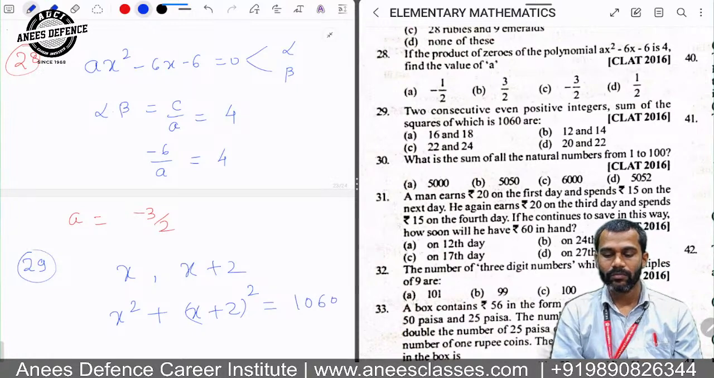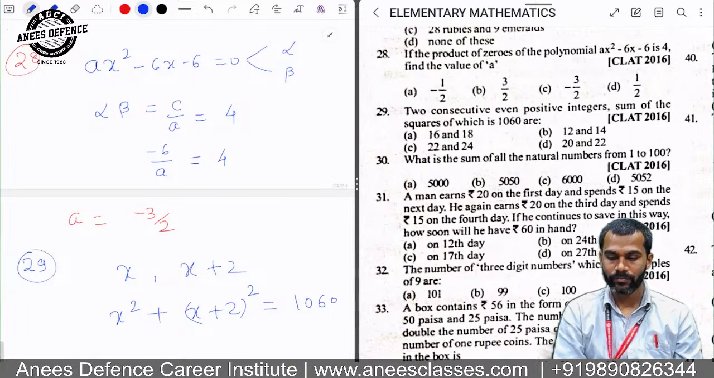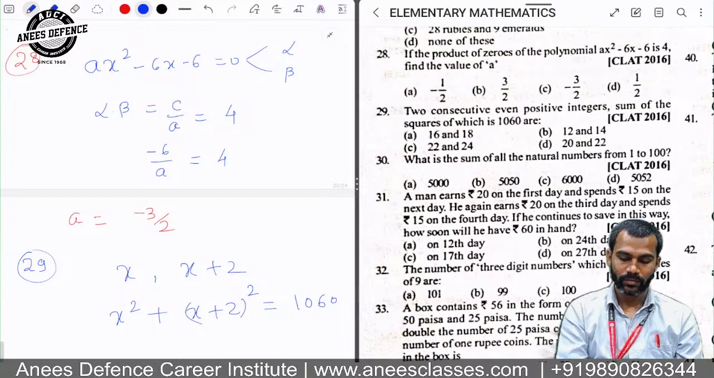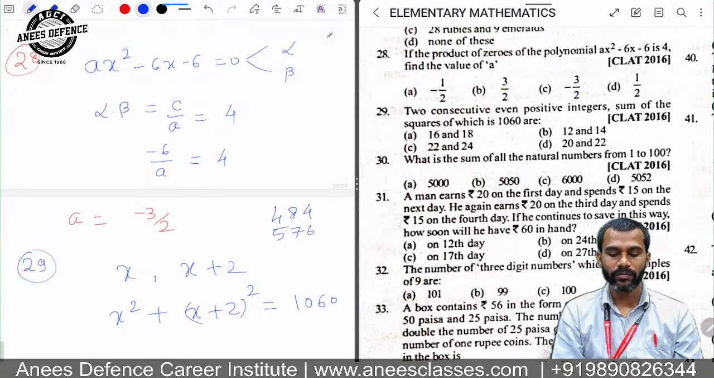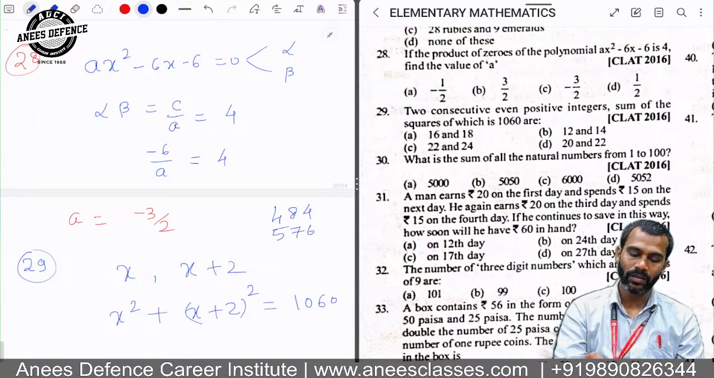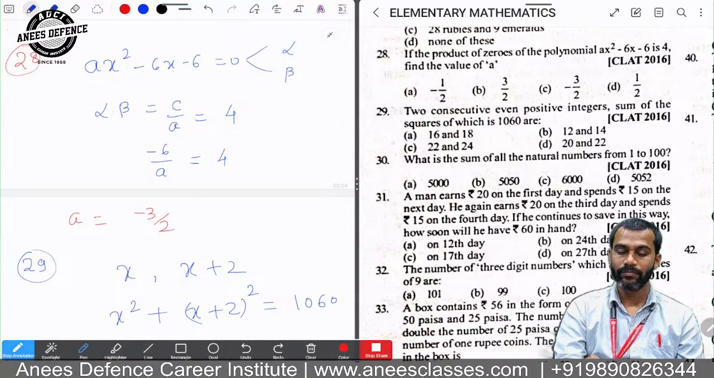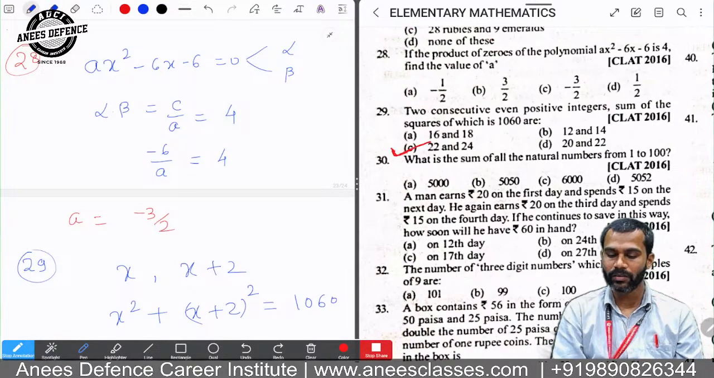1060. What is 16 square? 256. Yes. What is 18 square? Very less. Yes or no? Now, what is 22 square? 484. What is 24 square? 576. Go by the options. Yes or no? So the answer is C. Shall we move to the next one?